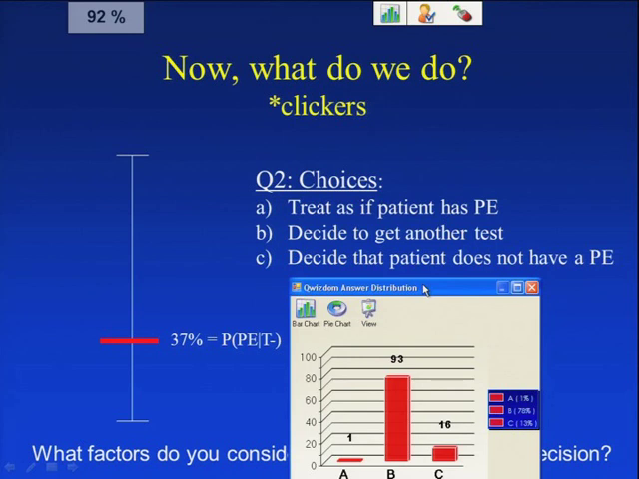Other considerations? Yes? Well, it's close enough to our gut feeling from the very beginning, so it didn't really help us narrow it down. Didn't really help us narrow it down, although we started at a different starting point. So I'm going to put that off to the side. But let's say that guy had a previous history of DVT. He would have been up at 50%, remember? So let's say he was at 50% and we went down to 37%. It doesn't really change our thought.